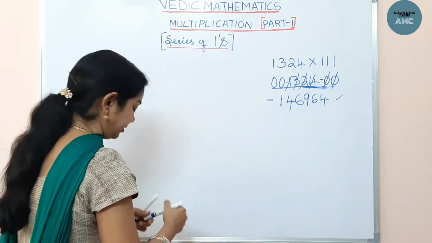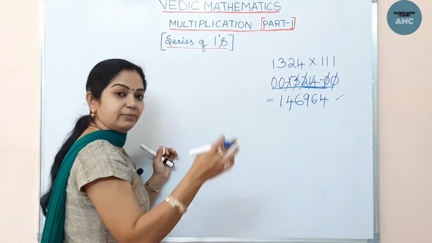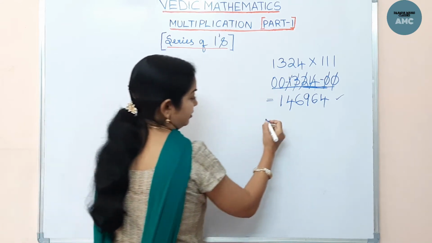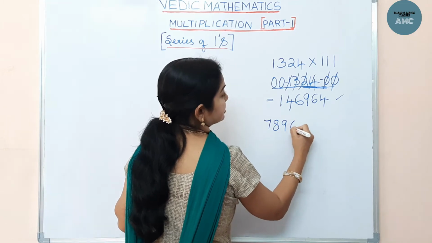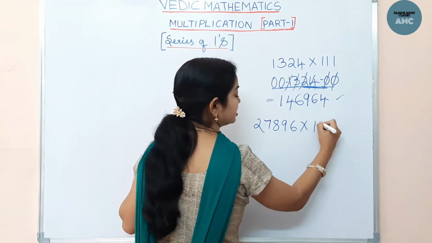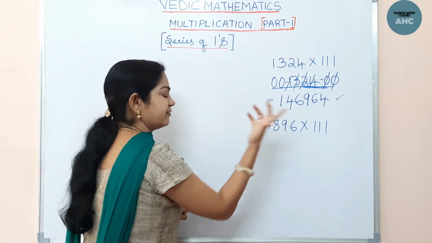Now let's take another example. Now let us take a bigger one, so that we get a carry. So how do we get the carries now? So 7, 8, 9, 6. Here let me take 2 into 111. Right, let's start. Now this is a 5-digit number.